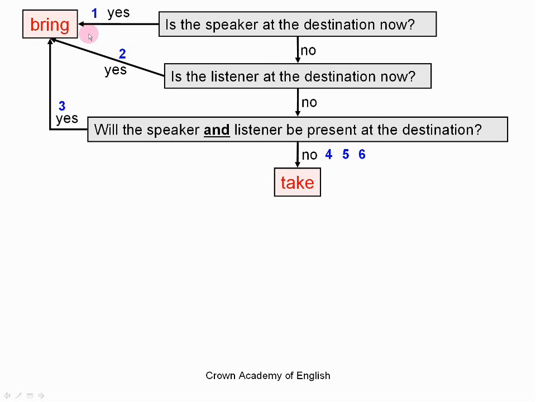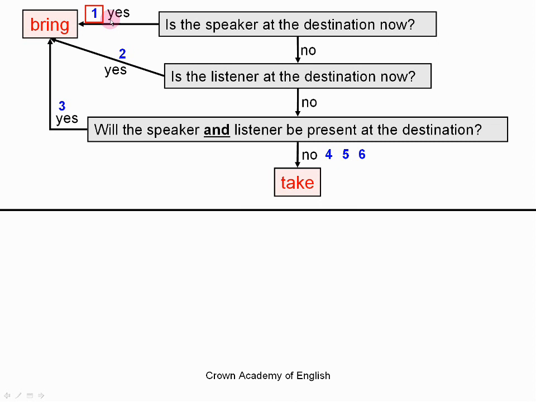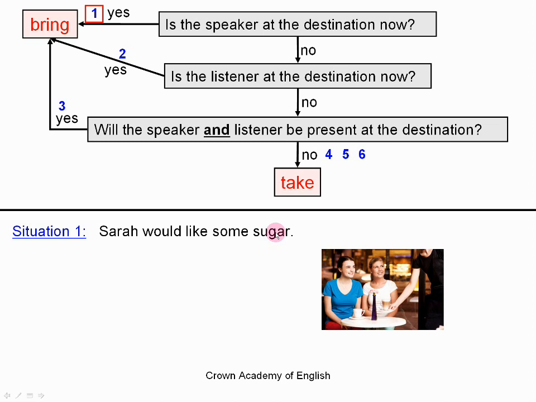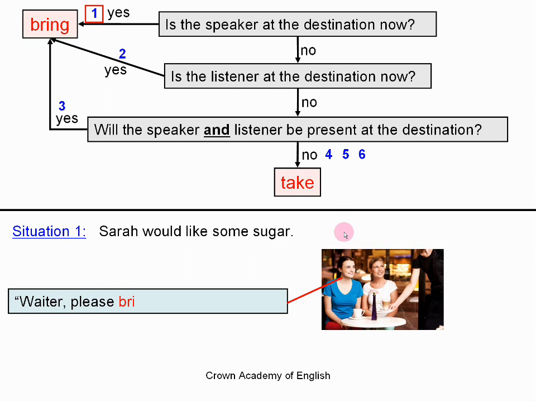So I'm going to start with this one, situation number 1. Okay? So, situation 1 is Sarah would like some sugar. Here is Sarah. She is in a cafe at a table and she would like some sugar. So she says, "Waiter, please bring me some sugar."